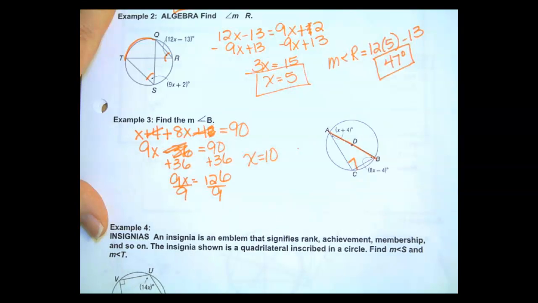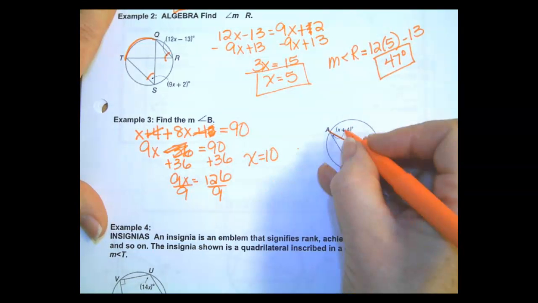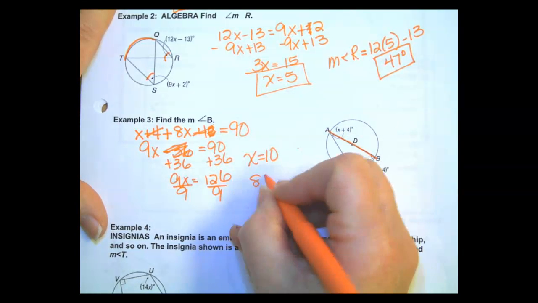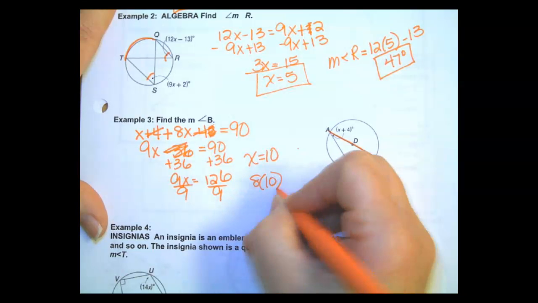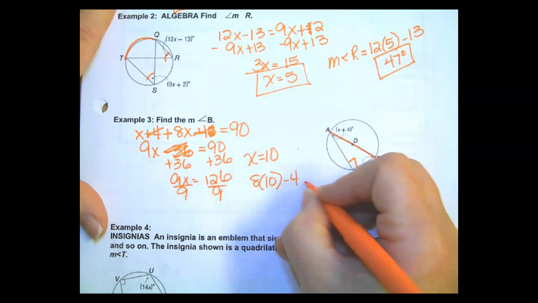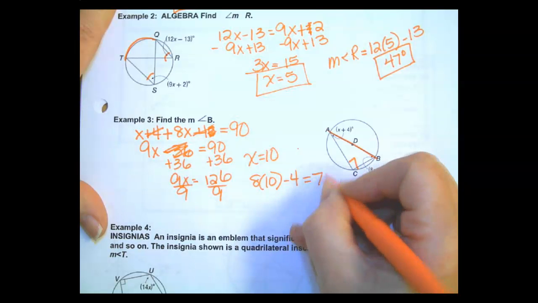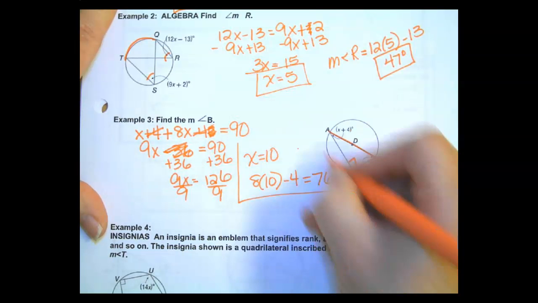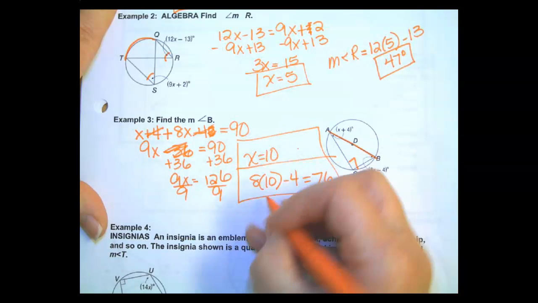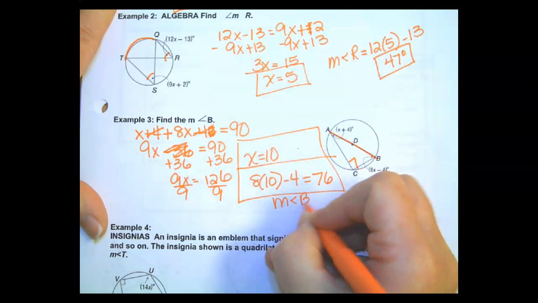Thank you. Okay, so now to find angle B, 8 times 10 minus 4. 80 minus 4 is 76. Measure of angle B.